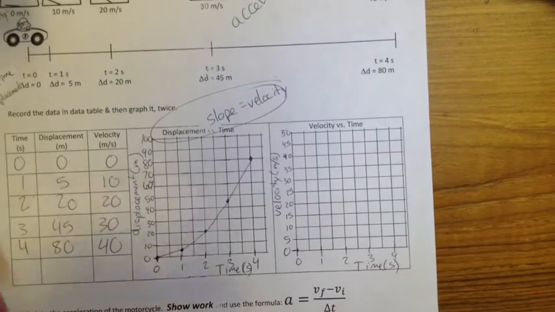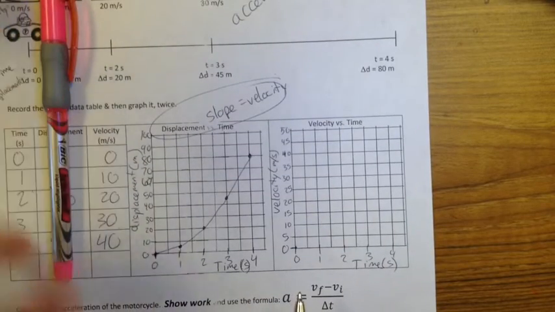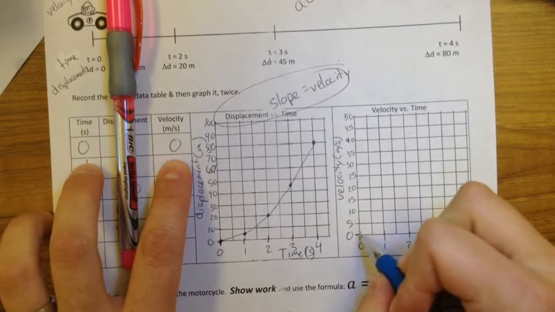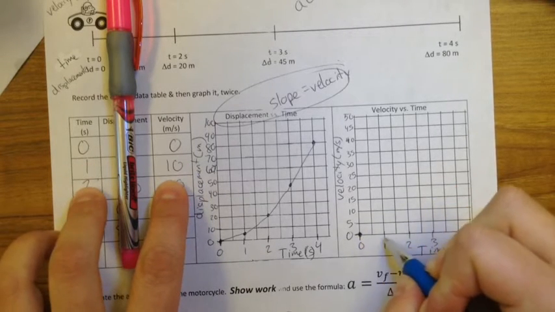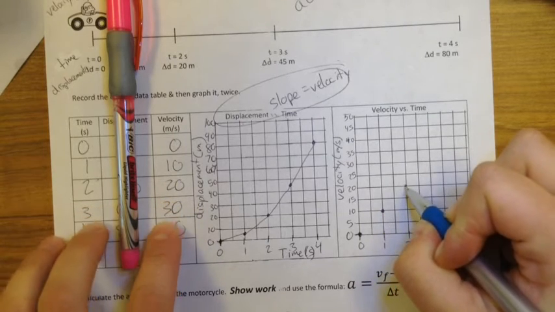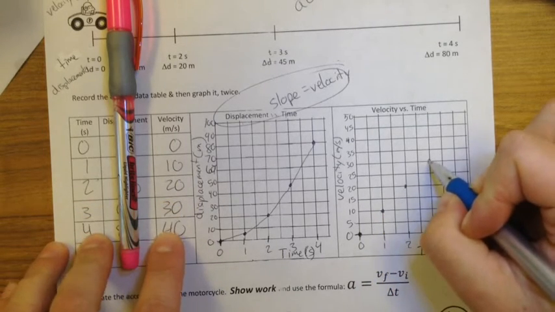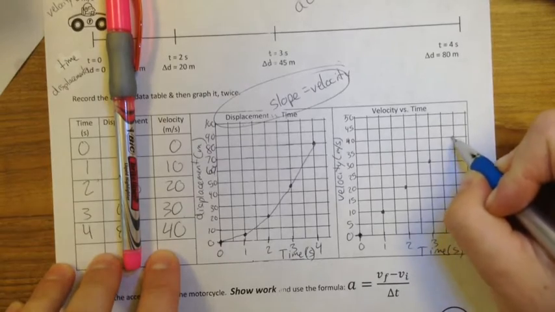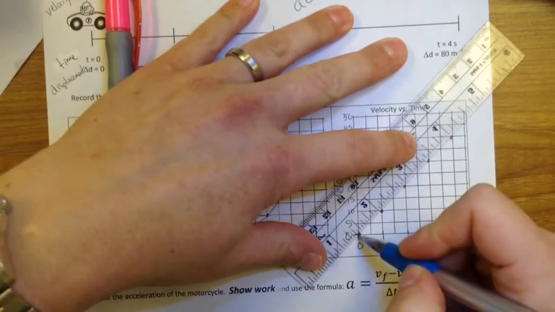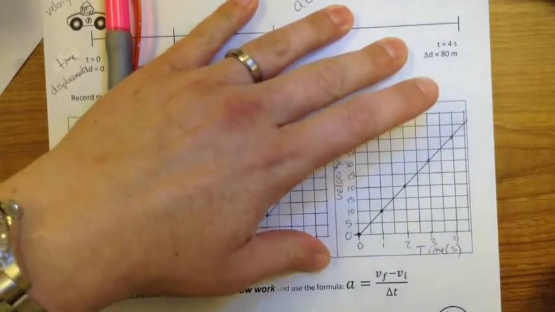First point, so we're looking at velocity and time. We need to ignore displacement. So first point, 0, 0. Second point, time 1, velocity 10. Time 2, velocity 20. Time 3, velocity 30. Time 4, velocity 40. And connect the dots. In this one, we now do get a straight line.